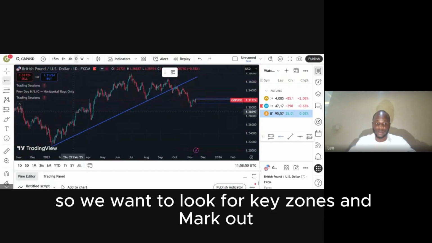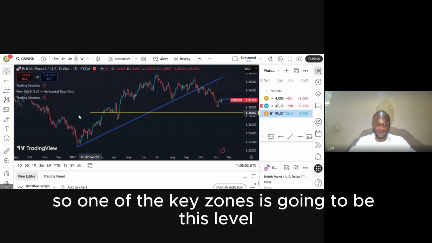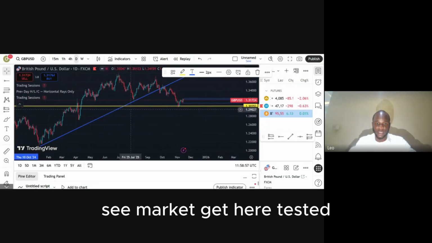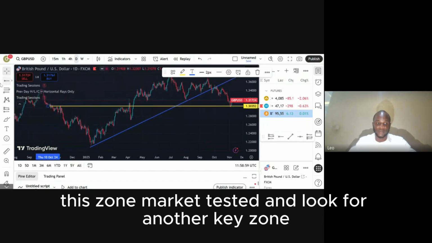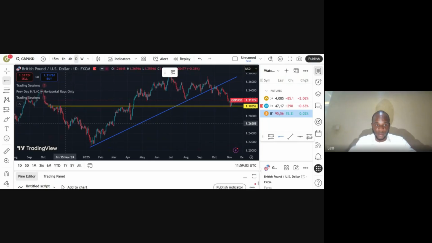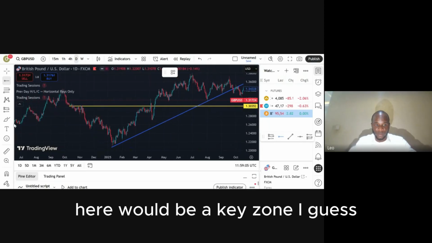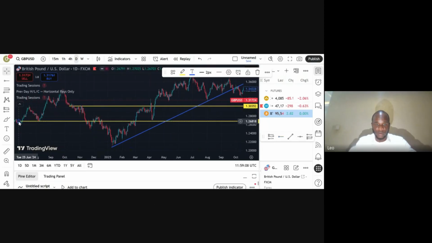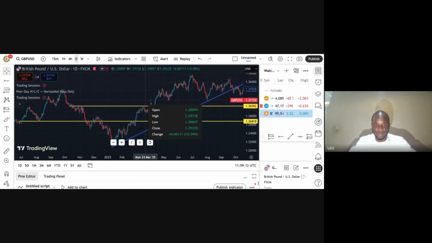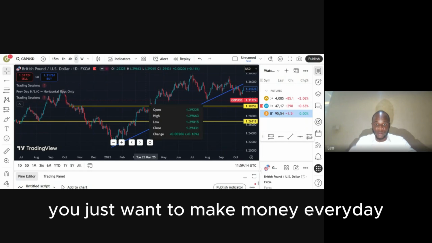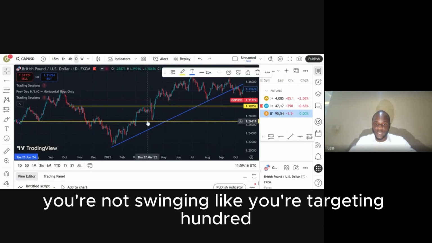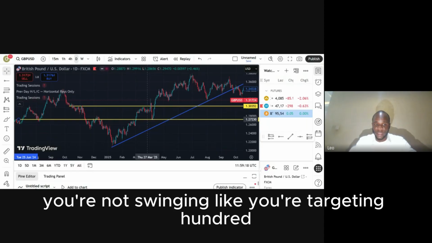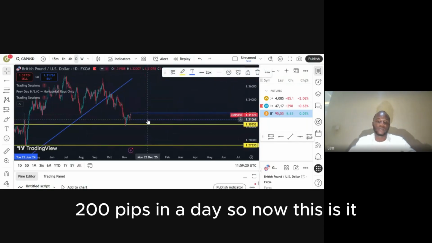So we want to look for key zones and mark them out. One of the key zones is going to be this level. See, the market got here and tested here. This zone the market tested, and look for another key zone. Here will be a key zone, I guess. So here's the key zone. Remember, as a day trader, you just want to make money every day. You are not swinging. You're targeting 100, 200 pips in a day.